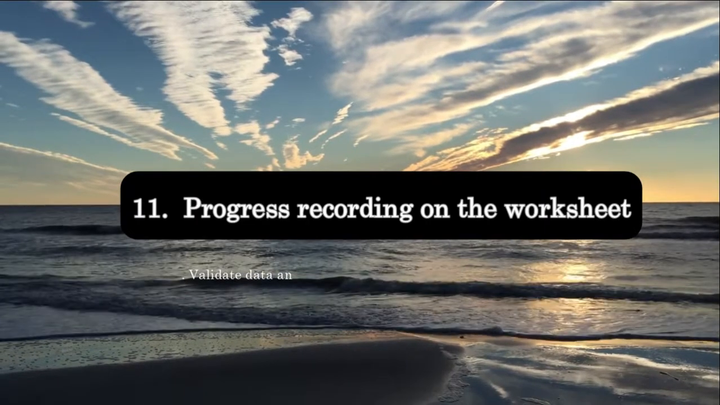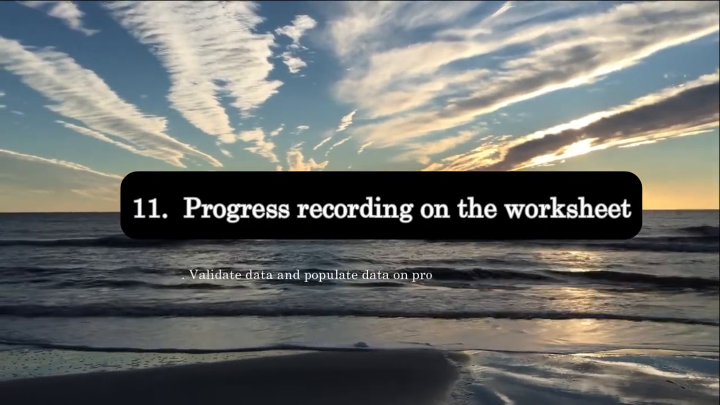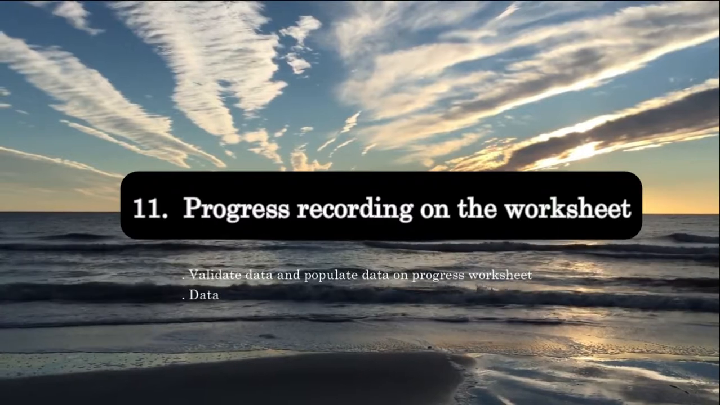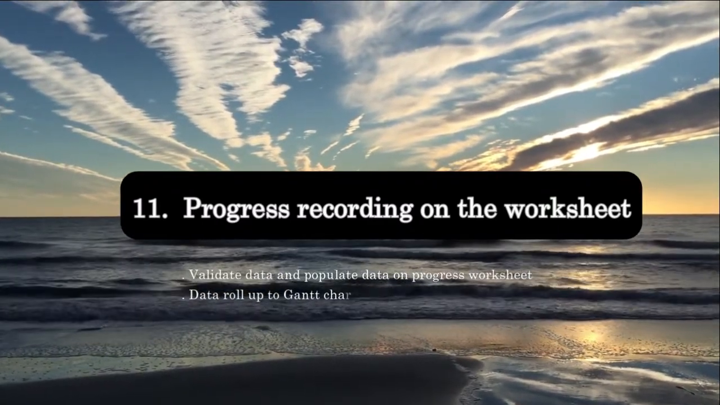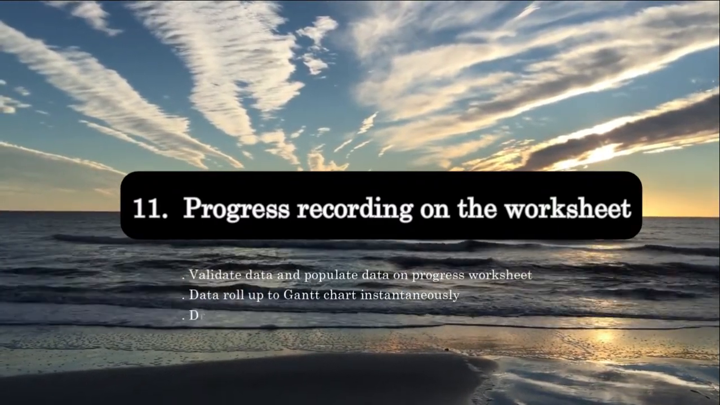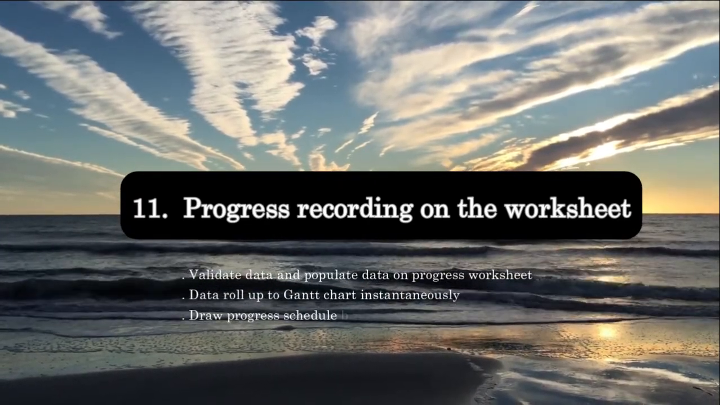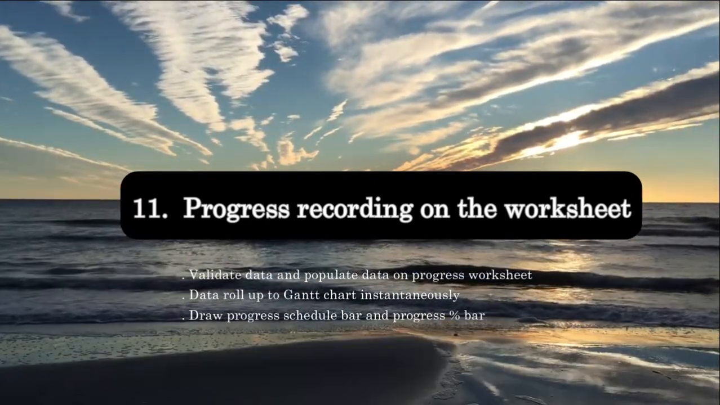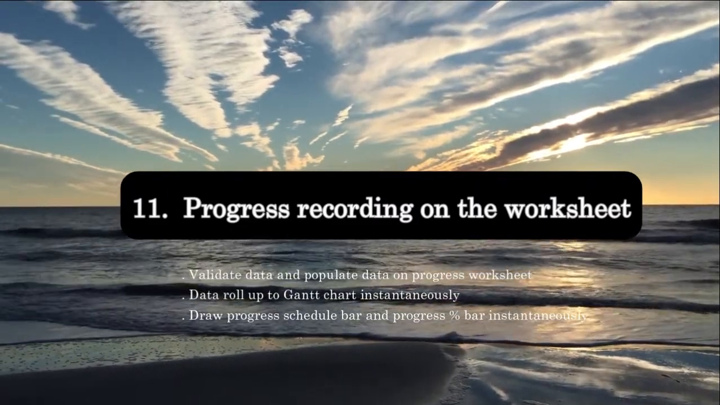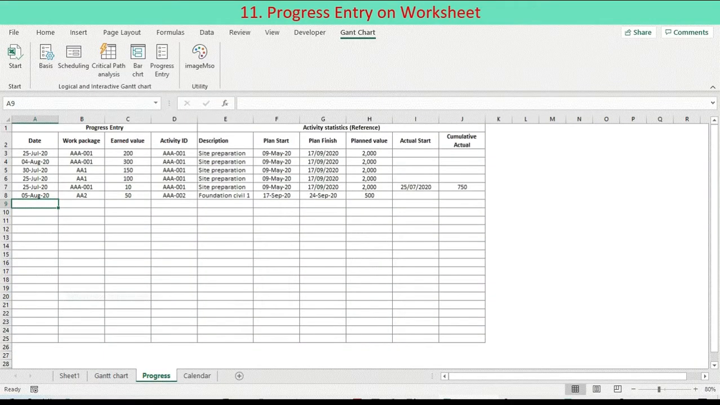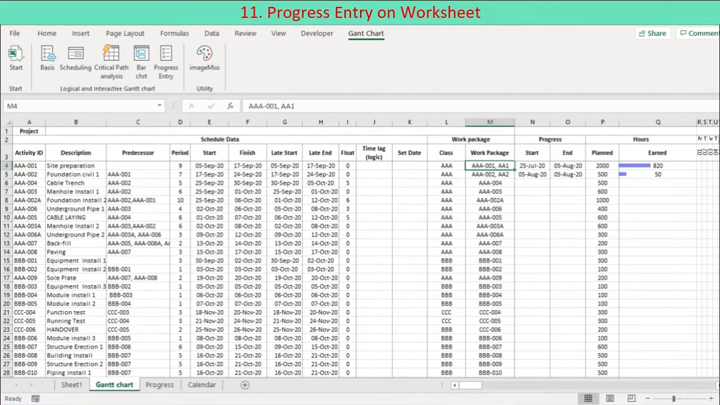Section 11 discusses daily progress input on the worksheet. Validate data and populate data on progress worksheet. Data roll up to Gantt chart instantaneously. Draw progress schedule bar and progress %bar instantaneously. This section, Section 11, discusses direct progress data input on the worksheet. You can create progress bar along timeline and progress %bar in Excel interactively.